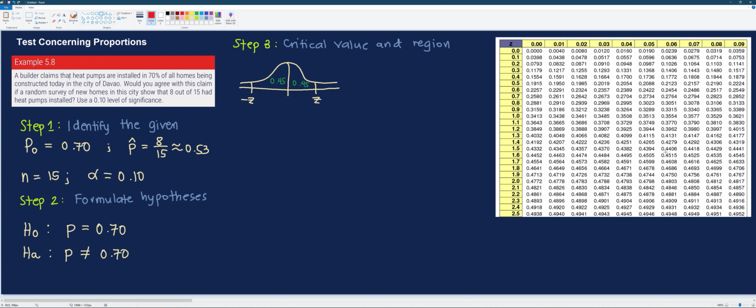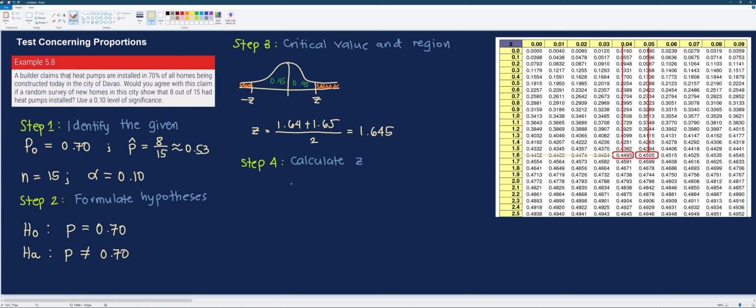Therefore, we'll refer to the z-table and look for the values that are closest to 0.45. And these are 0.4505 and 0.4495. We now get the average of the associated z-scores of the two values, which are 1.65 and 1.64 respectively, giving us 1.645 as our critical value. Our critical region then is in this shaded area.